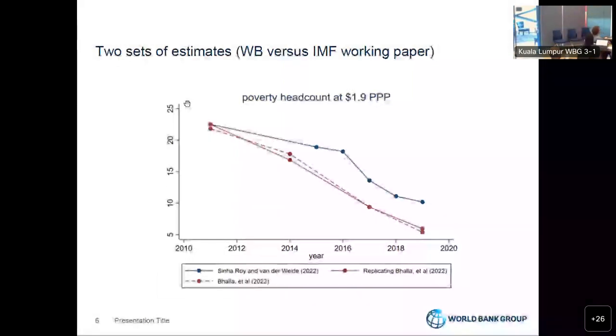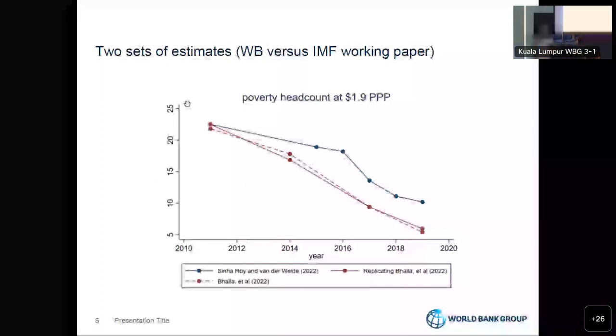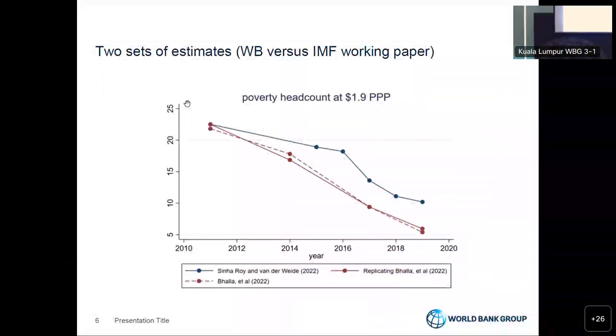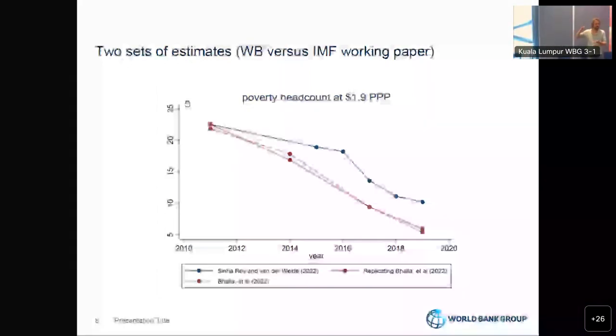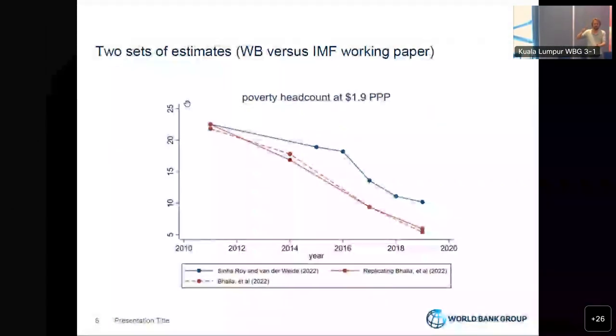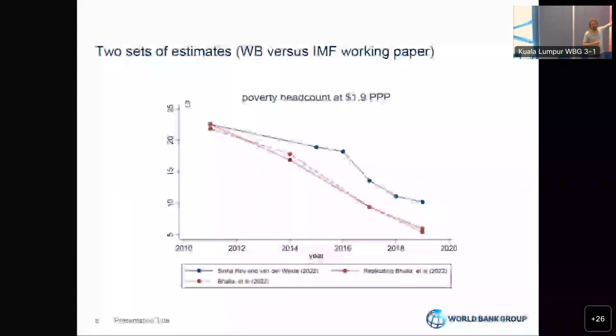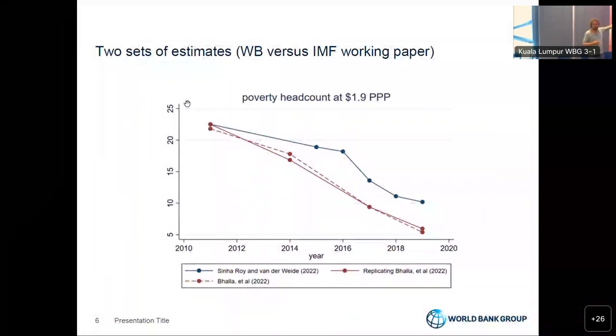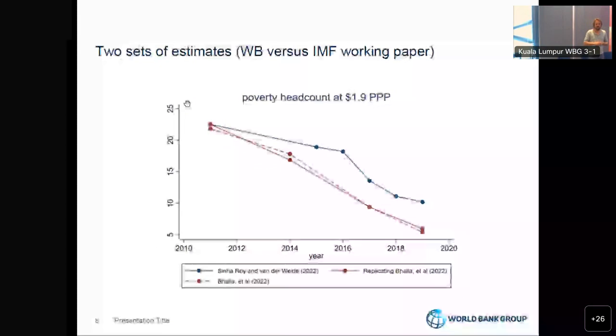Part of the reason why our two studies created so much promotion is that this whole poverty debate, I don't know how it is here in Malaysia, but it's extremely polarized in India. There are two camps. There is the camp that is very loyal to the government. And the government, of course, wants to see very high poverty reduction. So the government loved the IMF study that showed that poverty had been reduced to like 5% in India.